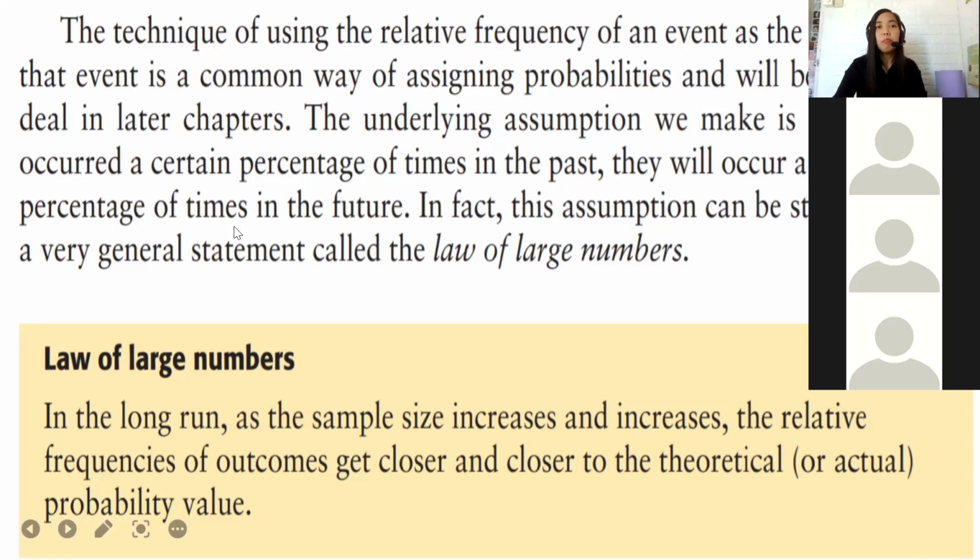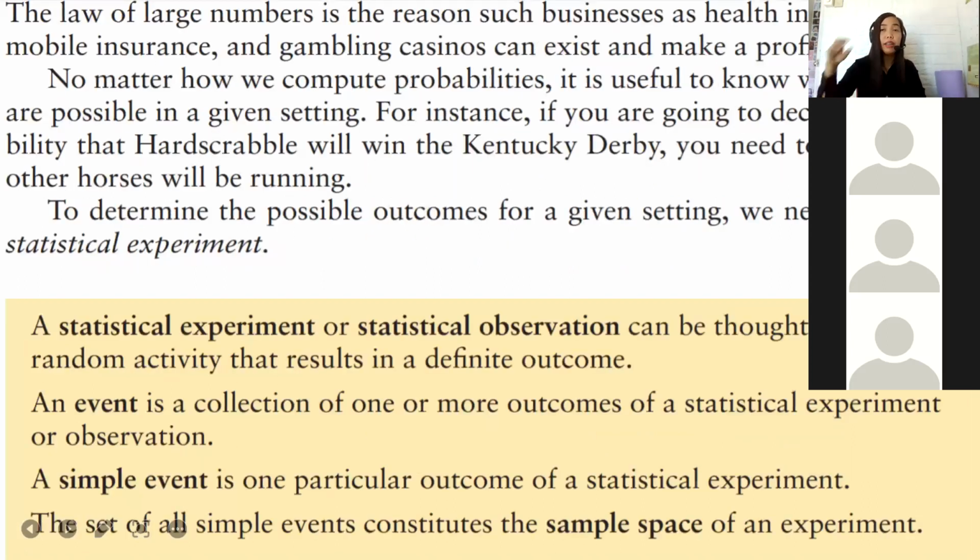The law of large numbers is the reason such businesses as health insurance, automobile insurance, and gambling casinos can exist and make a profit. Pag mas marami kang perang tataya, mas malaki yung chance na ganun din ang balik. Ganun siya. Sa mga health insurance, ganun din.